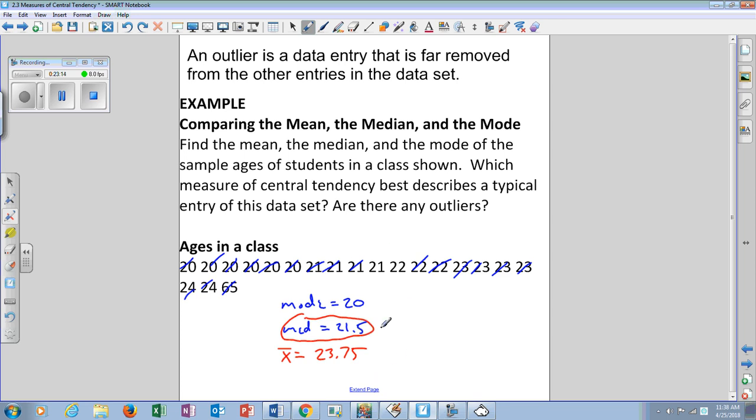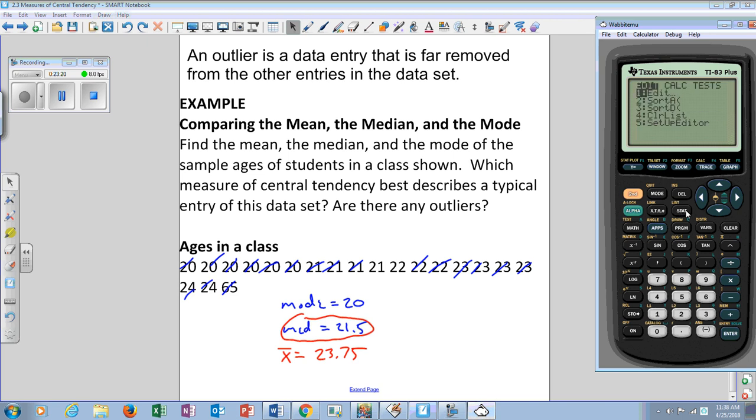So if we remove that one outlier, it would greatly change the mean. Because it drops the mean down to 21.6. And so that one outlier brings the mean up by a lot. So always check for outliers when you're looking to find a measure of central tendency.